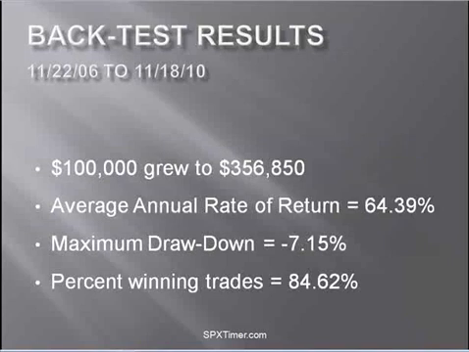This strategy was backtested from November 2006 through November 2010. $100,000 grew to over $350,000. The average annual rate of return was close to 65%, while the maximum drawdown was equal to 7.15%. The percent of winning trades was almost 85%.